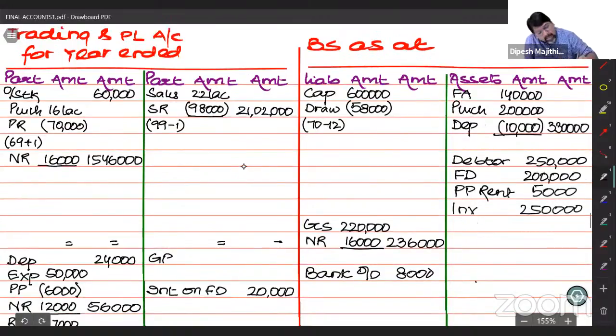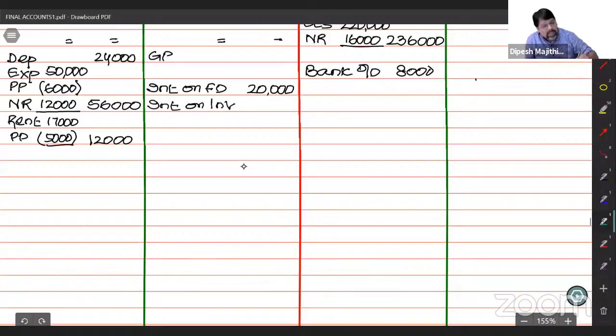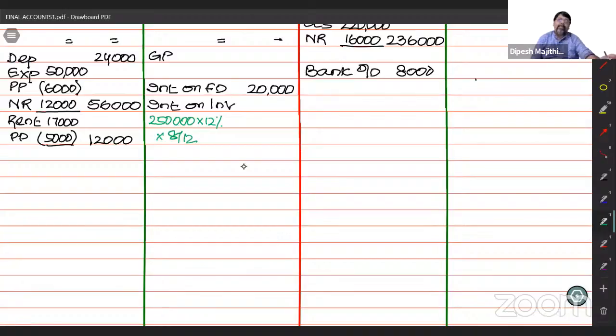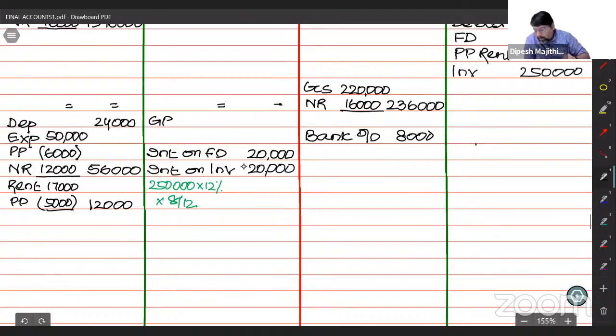2,50,000, yes. And there will be interest on investment. Interest on investment is 2,50,000 into 12% into 8 by 12. Correct? Yes. 8 months. Why? August, September, October, November, December, January, February, March. 8 months. So that will come to 20,000. Correct? And that will come in balance sheet asset also. Accrued interest 20,000.